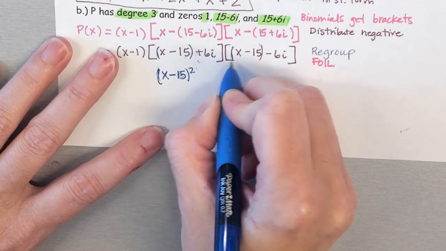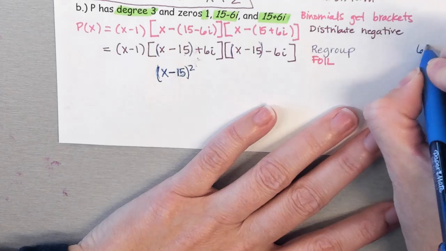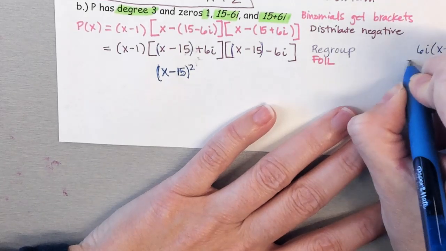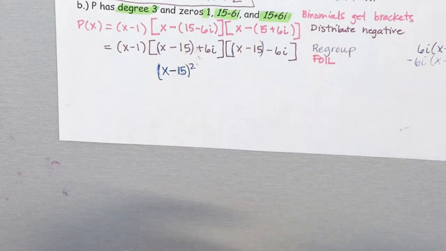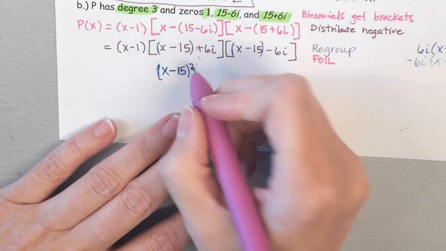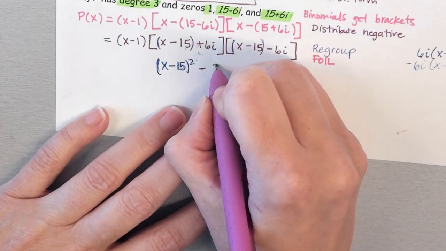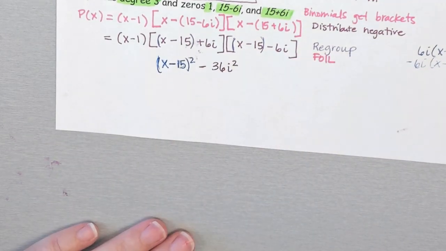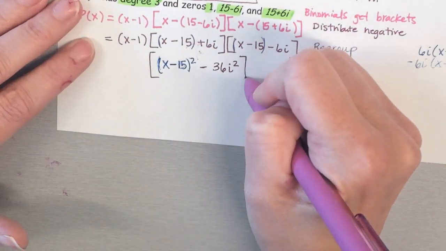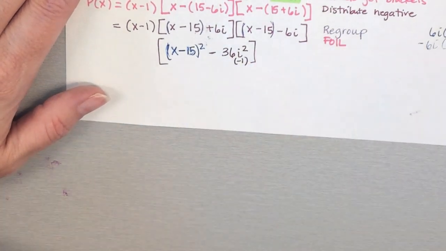Now, when we do the middle, what we have here is 6i times x minus 15, and then we have negative 6i times x minus 15. So what happens with those two? They cancel out. So all we have to do is 6i times negative 6i. 6 times negative 6 is negative 36. i times i is i squared. And then we can plug in the negative 1 here.